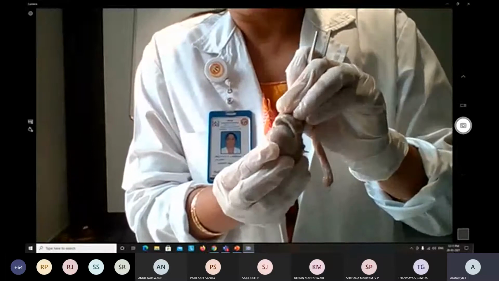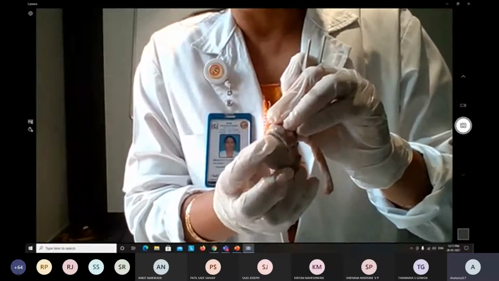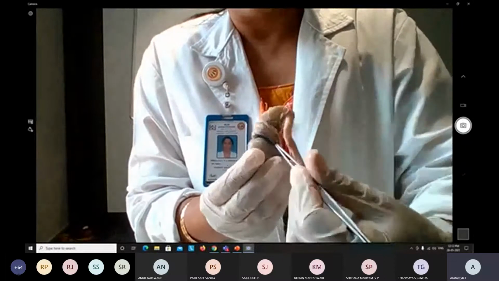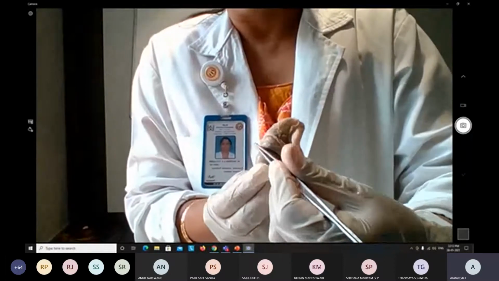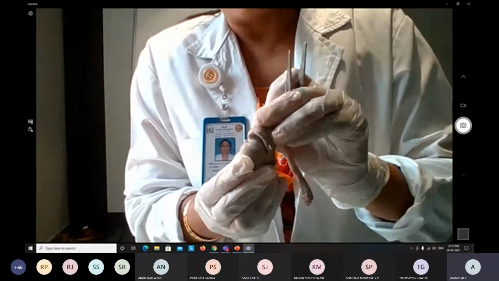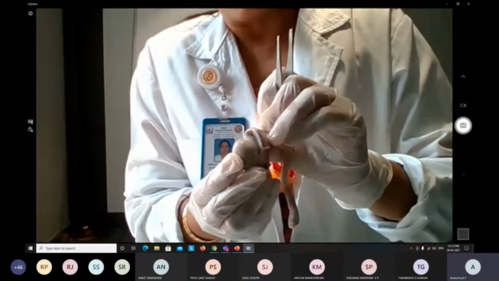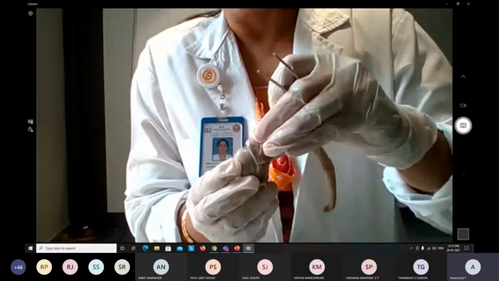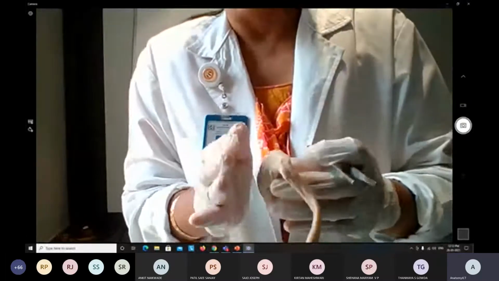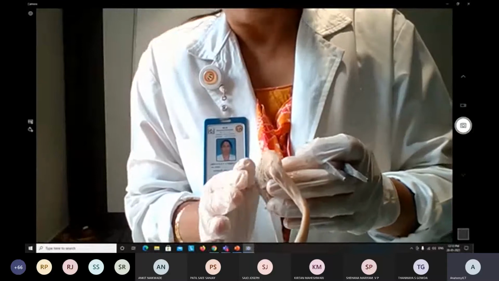A gap is there between the testis and the epididymis. So this gap here is called the sinus of the epididymis. Can you make out this gap? This gap is present on the posterolateral part of the testis.